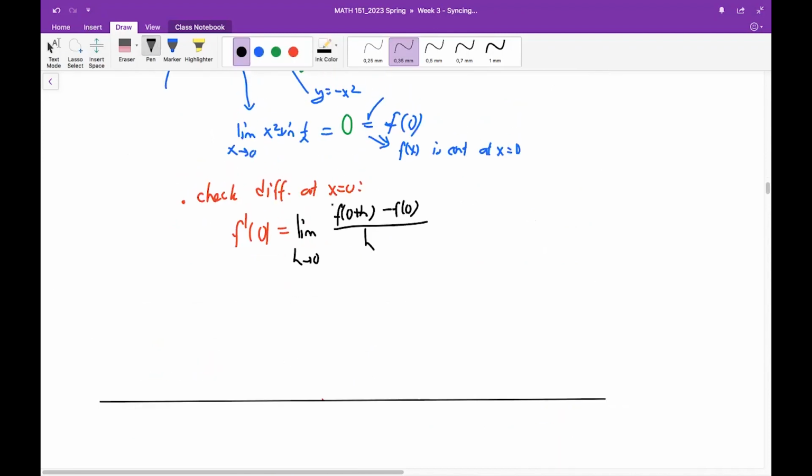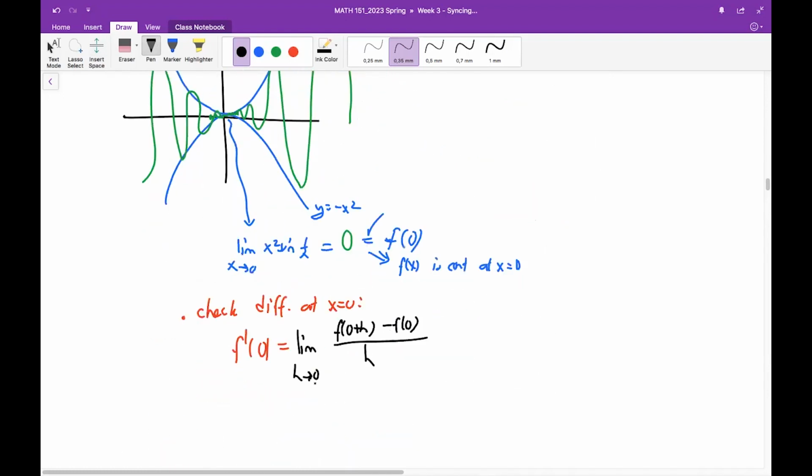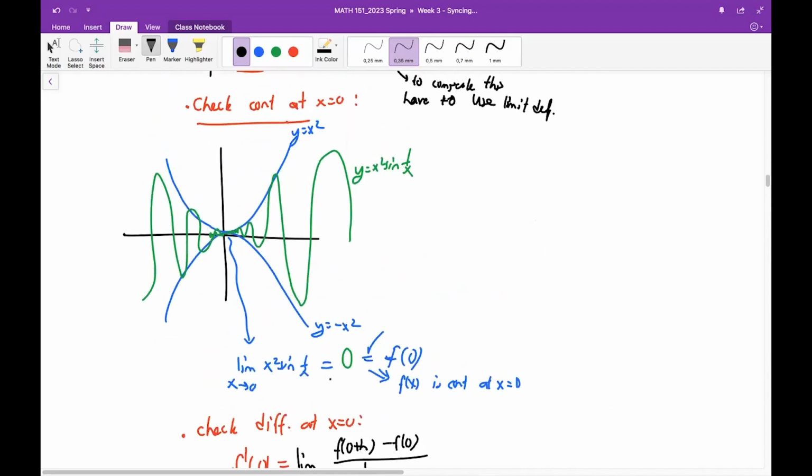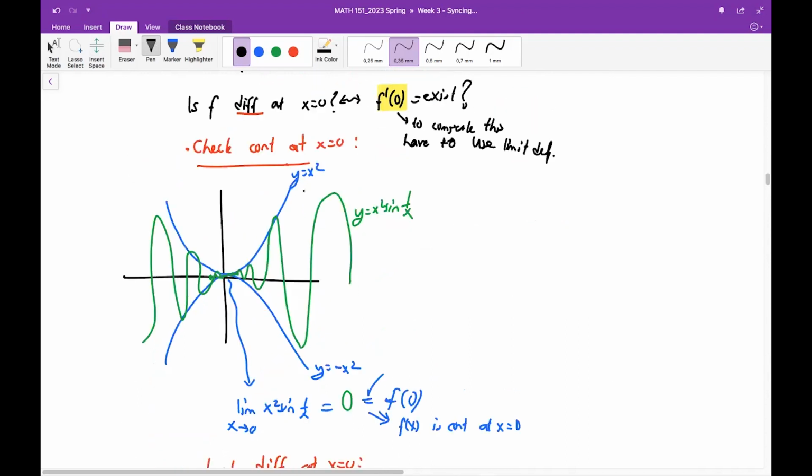Okay, let's move on then. This is f of h. What is it? Here, h goes to 0 means that you never touch 0. h never becomes 0. You just get closer to it. That's why you will use this part of the definition, h squared sine 1 over h.